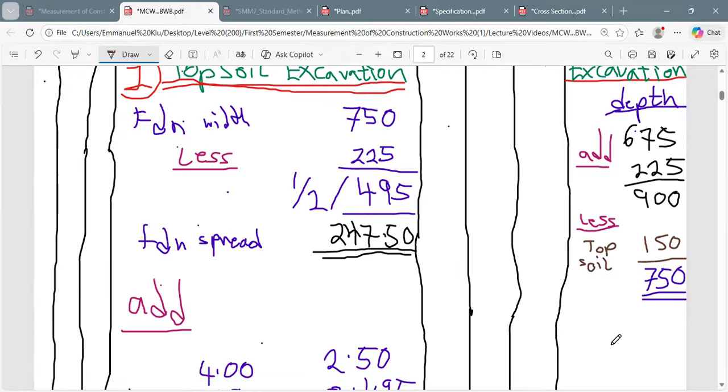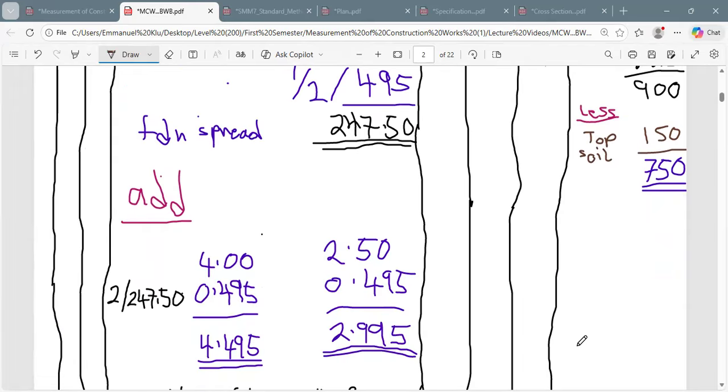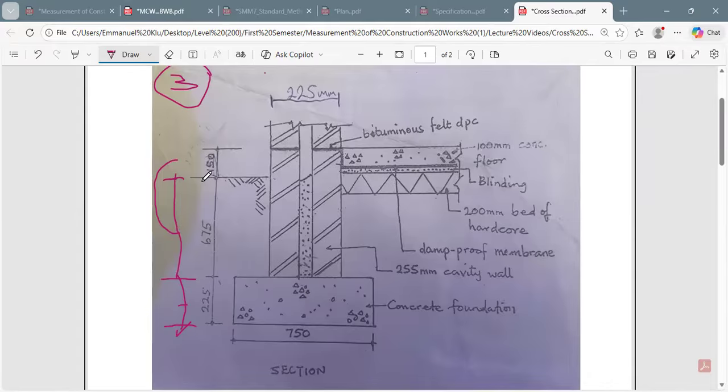All right. So now we have to come and do calculation of the length. Okay. Let's come and calculate the length. So now you know the depth of the excavation. That is, if I come to the section, that is just from here to here. You now know the number it sums up to. That is, let's say, 675 plus 225. That is giving us 900.